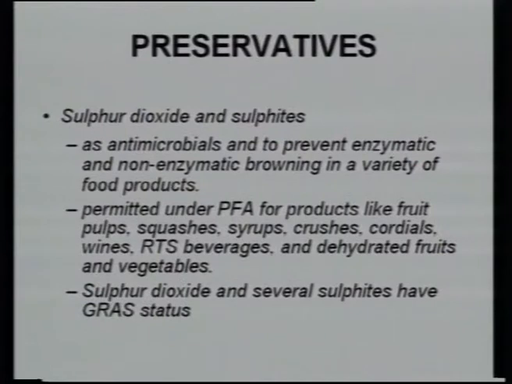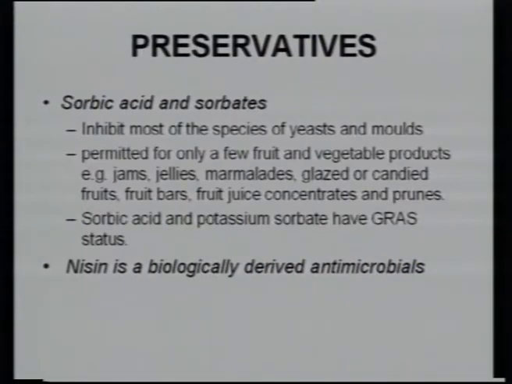Similarly, sulfur dioxide and sulfites are also permitted by PFA for food pulps, cordials, beverages, and dehydrated foods. It also prevents enzymatic and non-enzymatic browning, which we mentioned in the beginning, that browning can take place if sugar and protein are present in the food. Then sorbic acid and sorbates are also permitted and can be used.